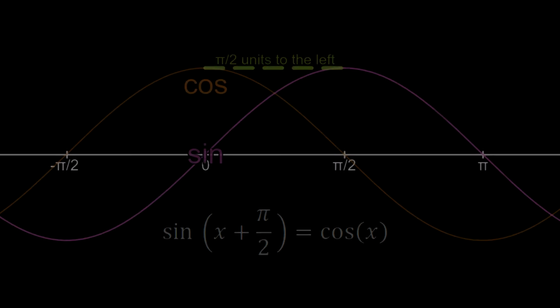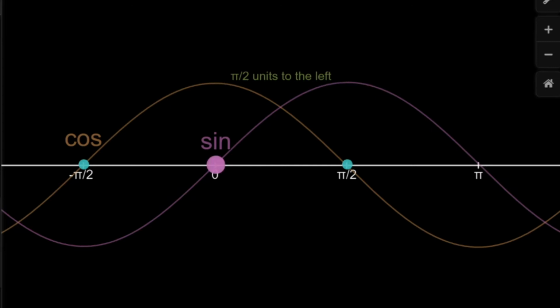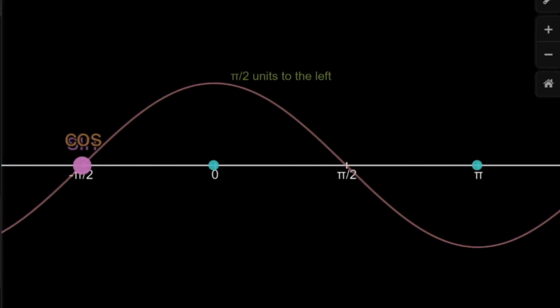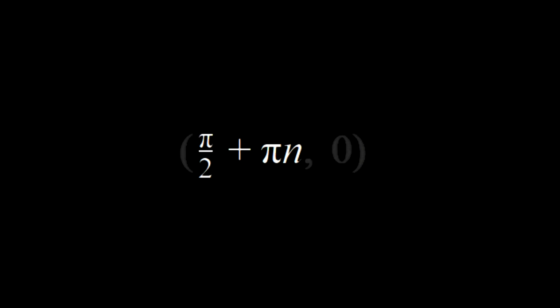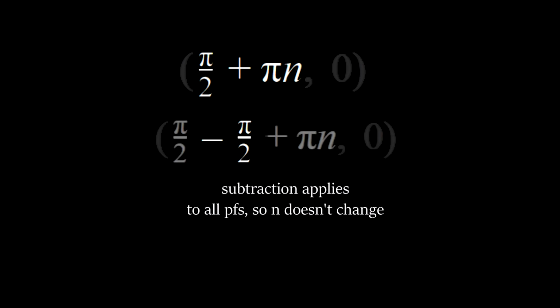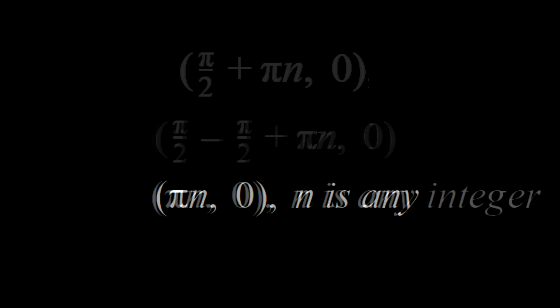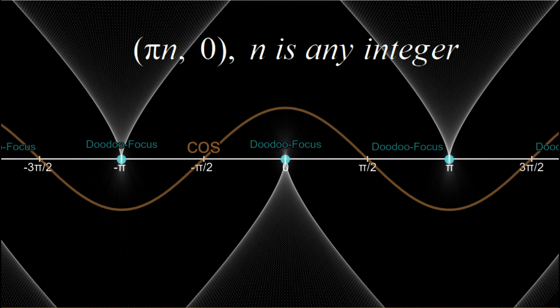Now remember that cosine is just sine but moved pi over 2 units to the left. Well, this also means that the PF of cosine is just the PF of sine but moved pi over 2 units to the left. Since it's pi over 2 to the left, then the x part of the PF's coordinate, pi over 2 plus pi n, subtracts to pi over 2. By the way, this subtraction applies to every PF of sine, so don't really mind the n. When we subtract, the coordinate becomes pi n, 0, where n is any integer. And this coordinate expresses every PF of cosine.